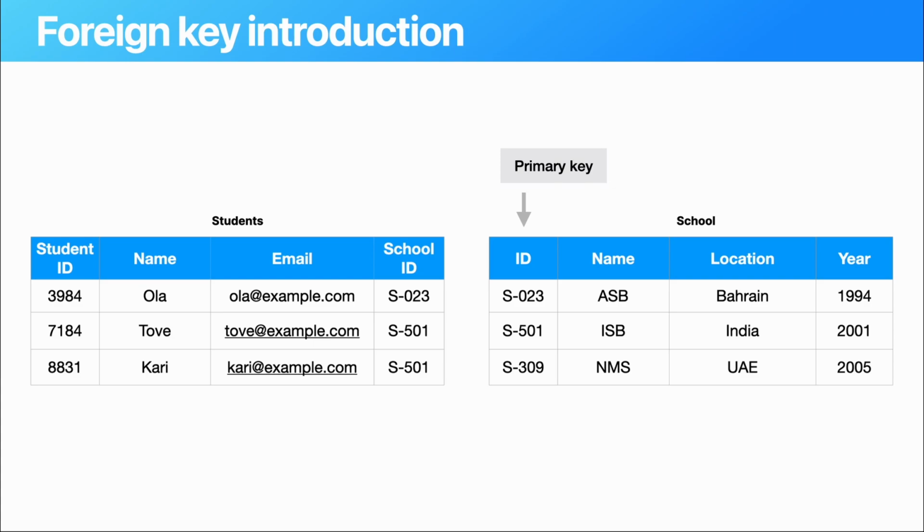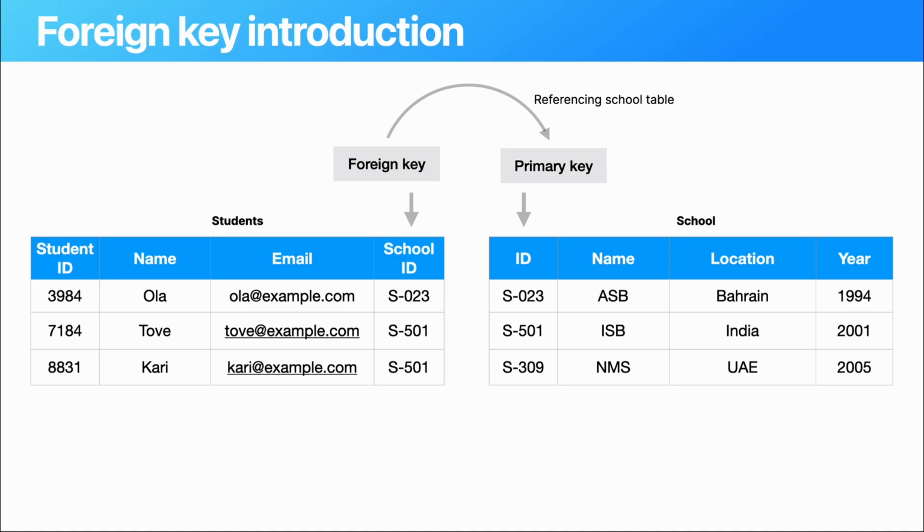And we are referencing school ID in the students table. That's actually called the foreign key, because school ID is not the ID of the student, it's the ID of the school. So that ID is actually in another table. We are just creating a reference to the school table. So that's actually called the foreign key.